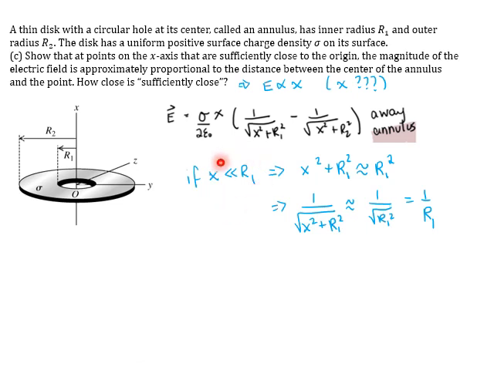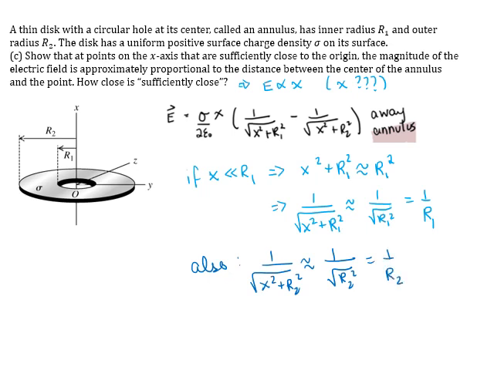Likewise, if x is a lot smaller than r1, r1 is already smaller than r2, so x is also a lot smaller than r2. So if x is smaller than r1, it's also smaller than r2. So then we can also have 1 over the square root of x squared plus r2 squared is about equal to, that x becomes even more negligible, the square root of r2 squared, which is 1 over r2.